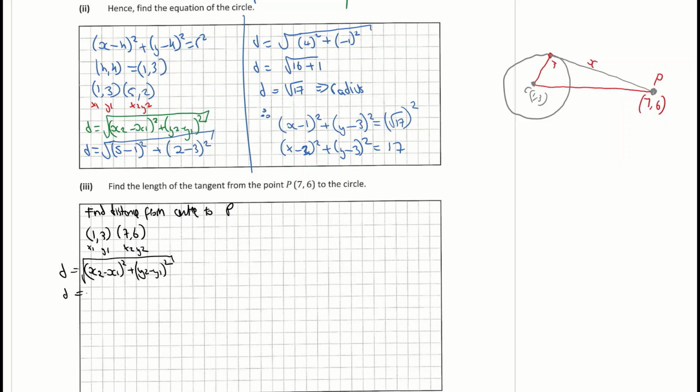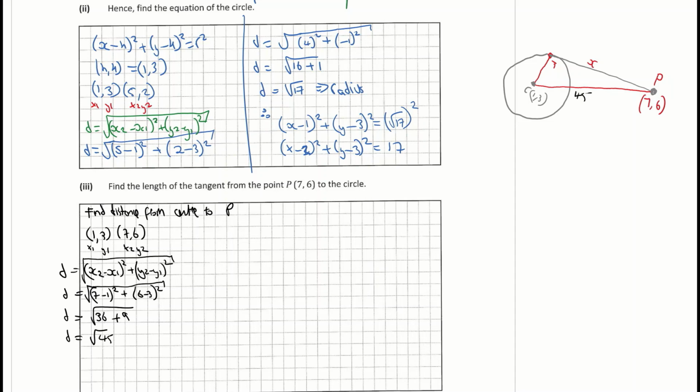And that is giving me the square root of 7 take away 1 to be squared, plus 6 take away 3 to be squared. And that's giving me 6 squared, which is 36, plus 3 squared, which is 9, which is a distance from the center to the point P of the square root of 45 units. So marking that onto my picture here.